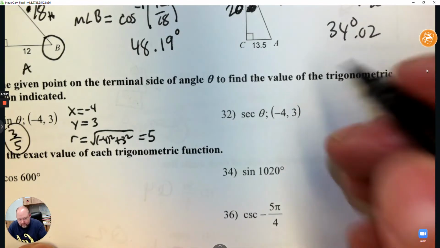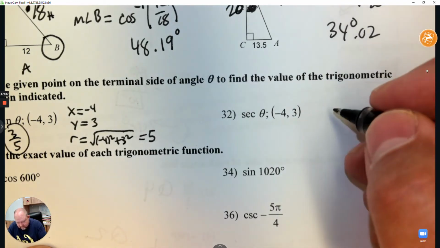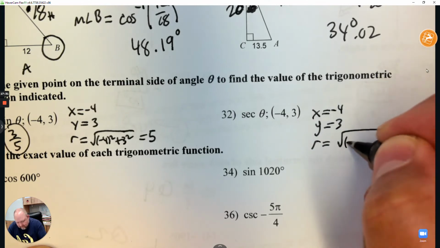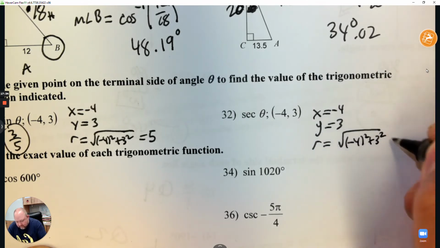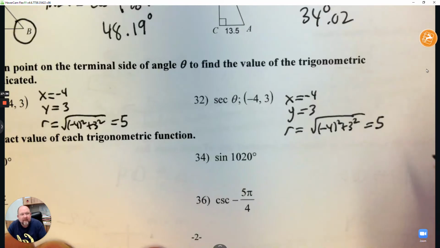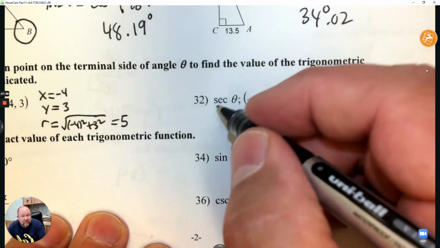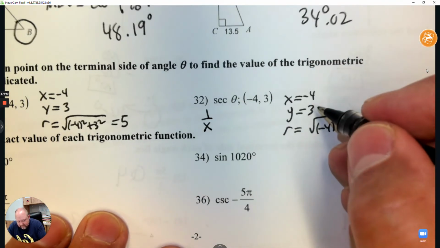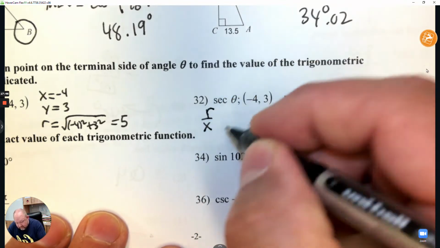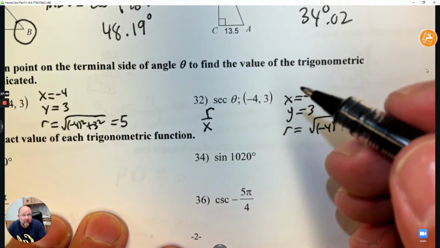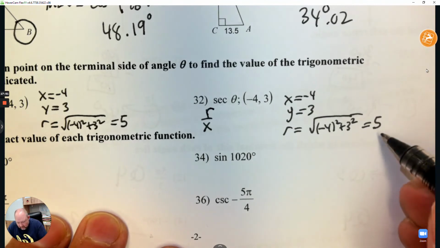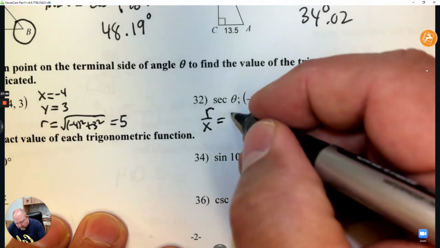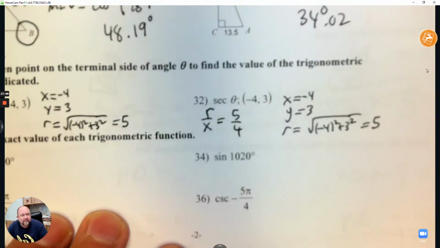For 32, we have the same point. But this is how you would find the radius, whatever the point would be that you're given. And then secant, by definition, its partner is cosine. So it's the flip of cosine. So I take the x, it's the radius over the x. It would be 1 over x if it was on the unit circle. But the radius is not 1. It's not a unit circle. So the radius over x. So in this case, that would be 5 over -4.